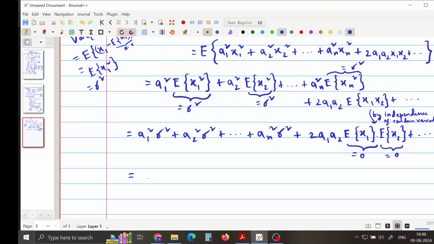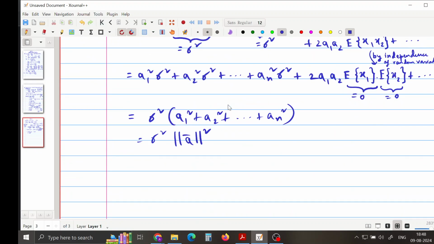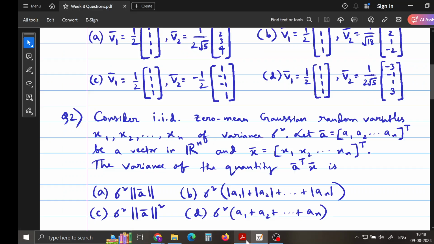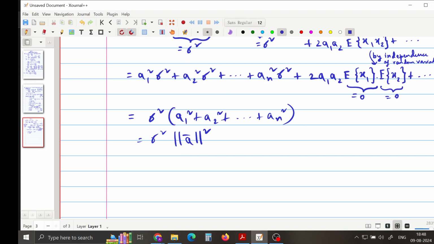So ultimately what you have is sigma squared can be taken as common, a1 square, a2 square plus all the way till an squared, and this whole thing is simply the norm squared of the vector a, right? And we landed up in the same thing as before, okay? And if you check with the options, it is option C. So our answer is option C.